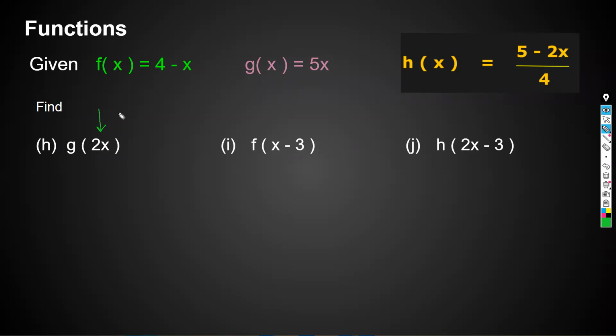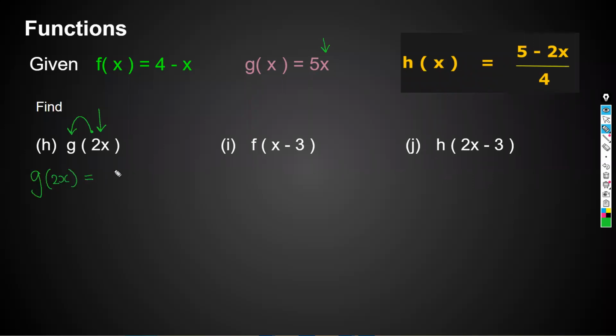But the rules don't change. The point is, if this is what you have in the brackets, this is what you're going to throw into G. So you're going to go to G, and anywhere you see an X, throw him away and replace him with whatever is in the brackets. So let me do the first one for you so you get an idea.